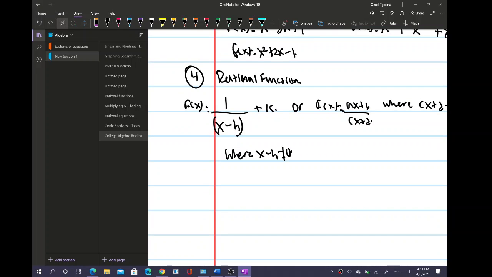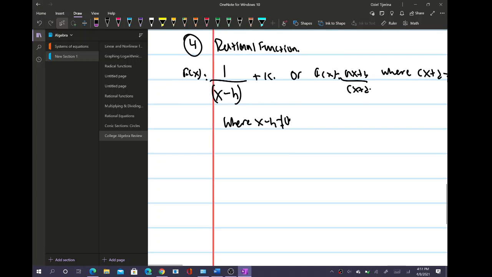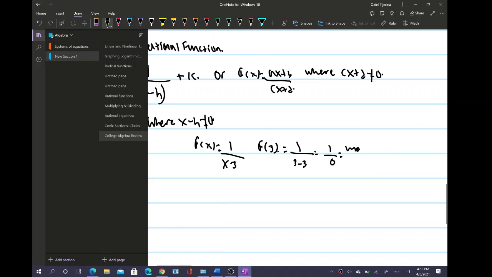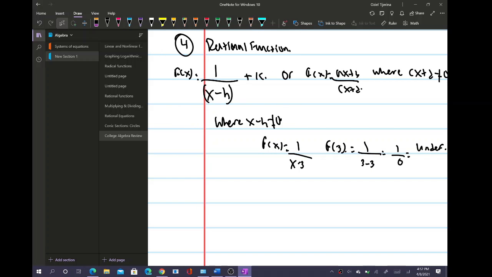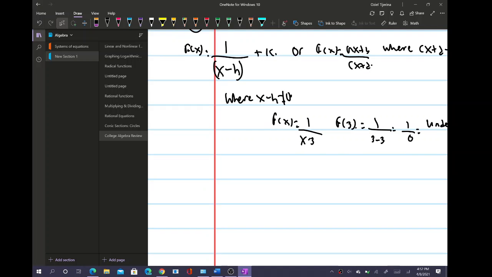There's a reason for that. You can't have 0 on the bottom of your equation, because if I said f of x equals 1 over x minus 3, and I say f of 3, is f of 3 defined? 1 over 3 minus 3, that's 1 over 0, nope, that's undefined. How would we graph 1 over 0? We can't. If you enter it on your calculator, it's going to be error. So it's not defined, so you don't put anything.